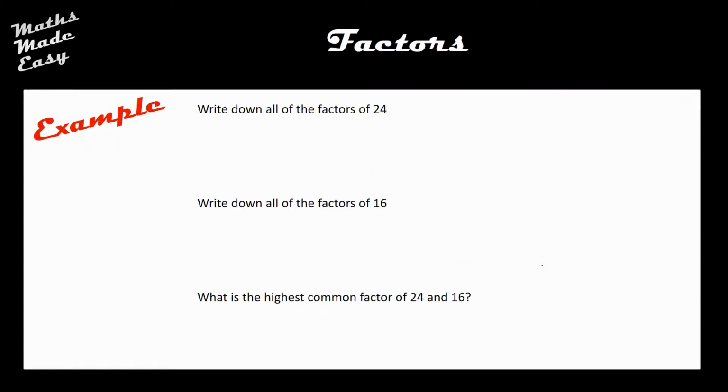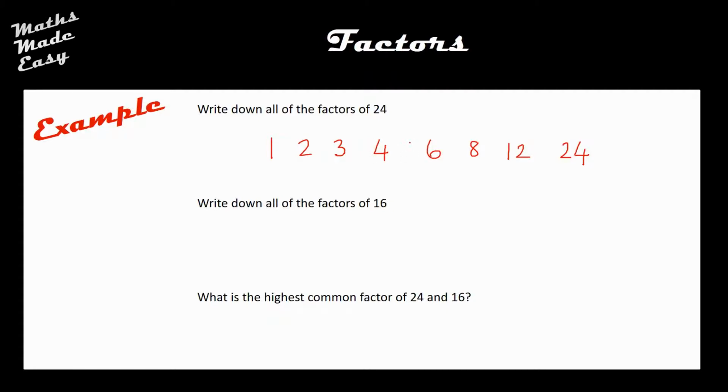Okay, so in this example, we're going to focus just on factors. So we're going to start off by writing down all of the factors of 24. So same as before, I'm going to kind of start at the beginning and the end and work my way inwards. So I can divide 24 by 1, and that's 24. I can divide 24 by 2, and that gives me 12. I can divide 24 by 3, and that gives me 8. I can divide 24 by 4, and that gives me 6.